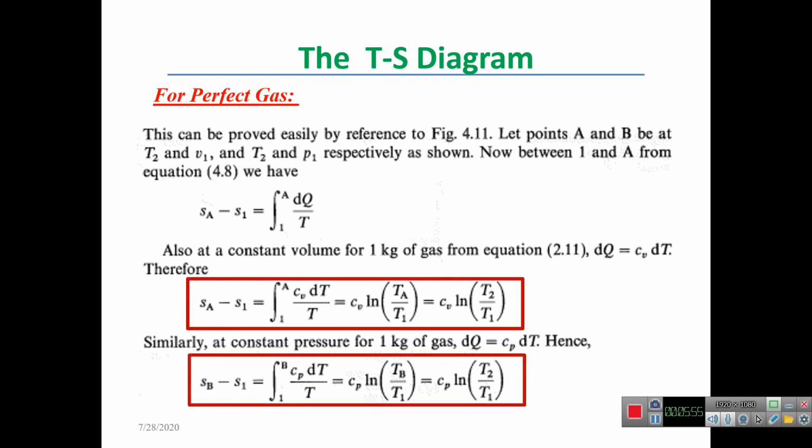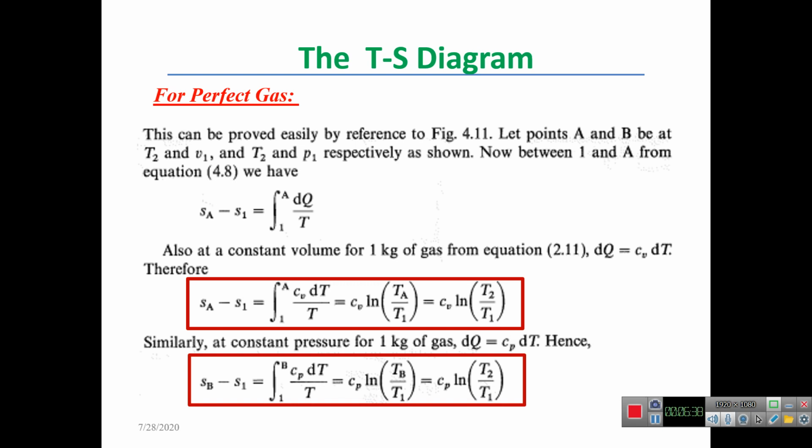Now, these two equations, which are in these two rectangles, we notice that SA minus S1 and SB minus S1 are analogous, except that SA minus S1 is a function of CV, and SB minus S1 is a function of CP. Therefore the only difference between these two equations is CV and CP. As we have shown before, CP is always higher than CV.